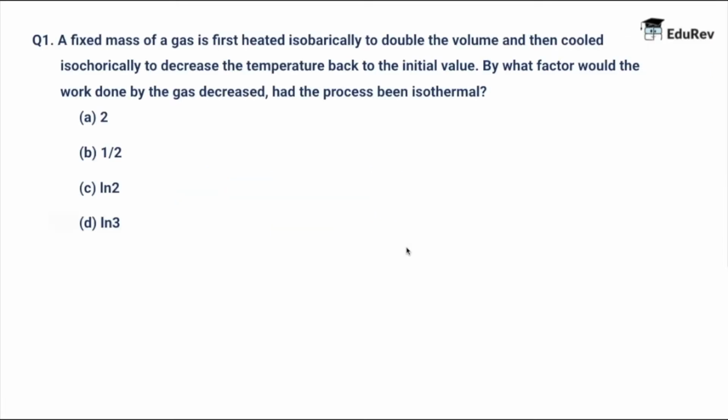Now question number 1 states that a fixed mass of gas is first heated isobarically to double the volume and then cooled isochorically to decrease the temperature back to the initial value. By what factor would the work done by the gas have decreased had the process been isothermal, that is, the temperature is constant?